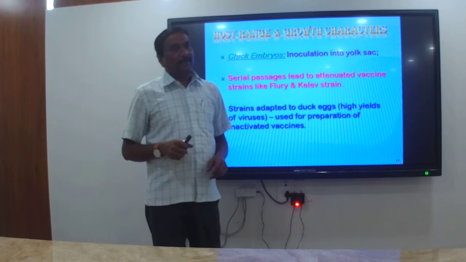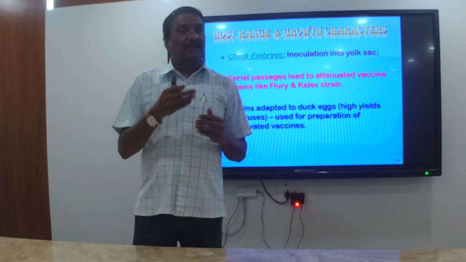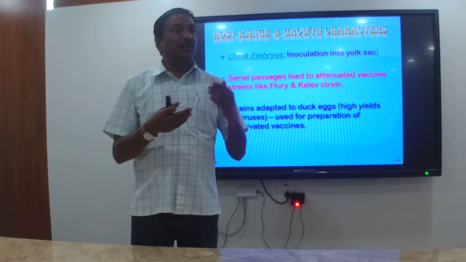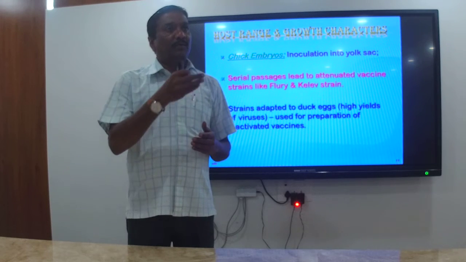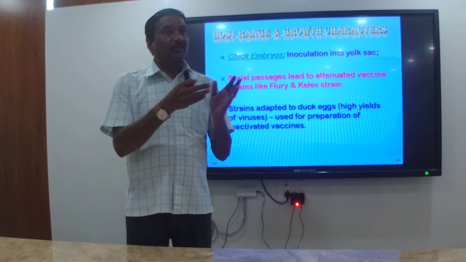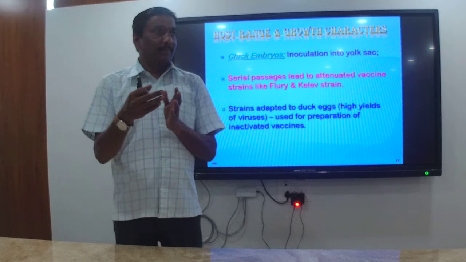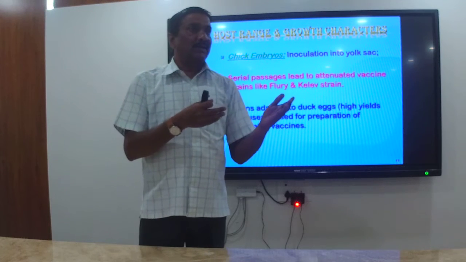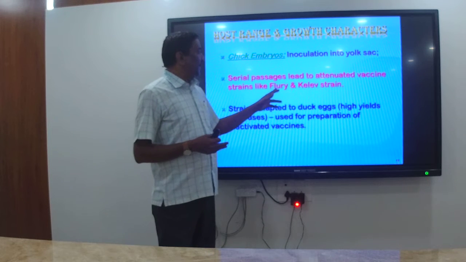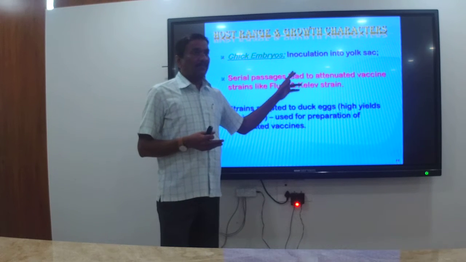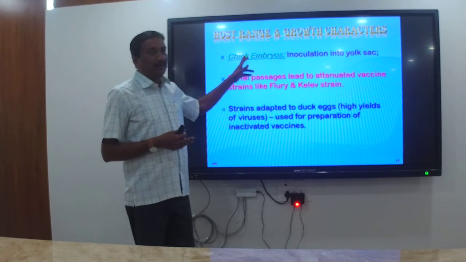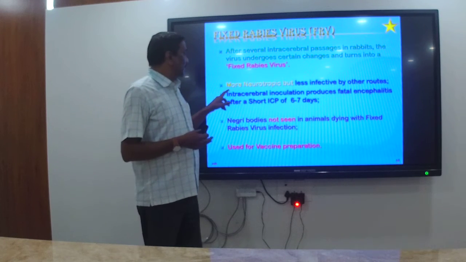Now in the yolk sac, when the fixed rabies virus is continuously passaged into 40 to 80 eggs or 150 eggs, the virus is attenuated. Its pathogenic character is decreased, but its antigenic character is retained. Such a strain is called the Flury and Keller strain. Now this Flury and Keller strain, which is propagated in the yolk sac of chick embryo, can be used for vaccine preparation.